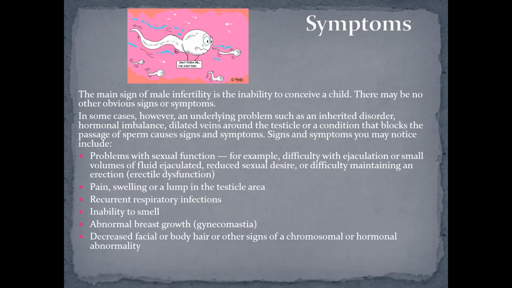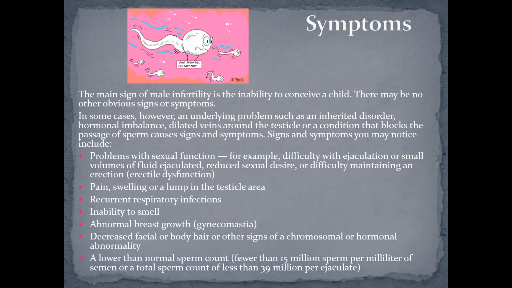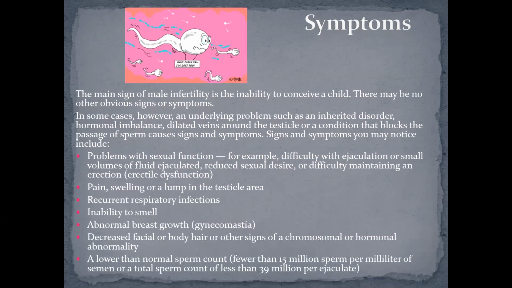Decreased facial or body hair or other signs of a chromosomal or hormonal abnormality, and lower than a normal sperm count, fewer than 15 million sperm per milliliter of semen, or a total sperm count of less than 39 million per ejaculate. We know that the normal characteristic is at least 40 million sperm cells per ejaculate.